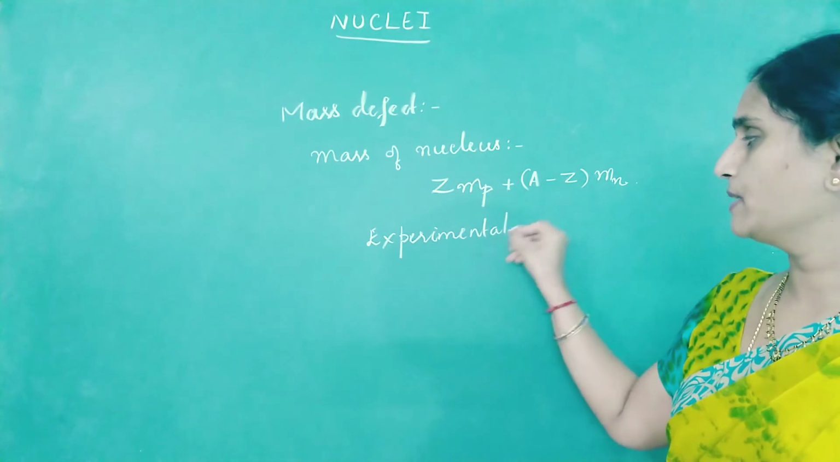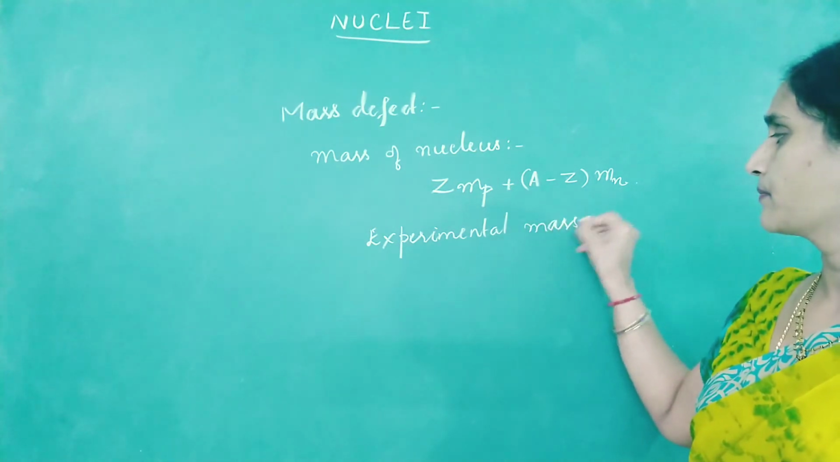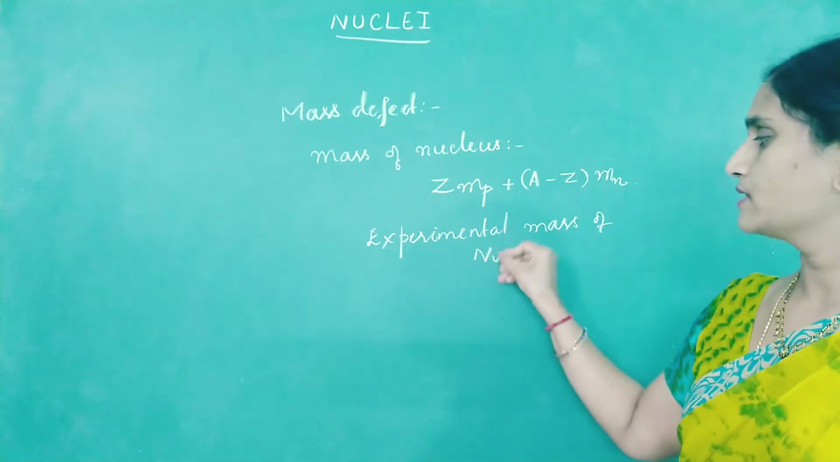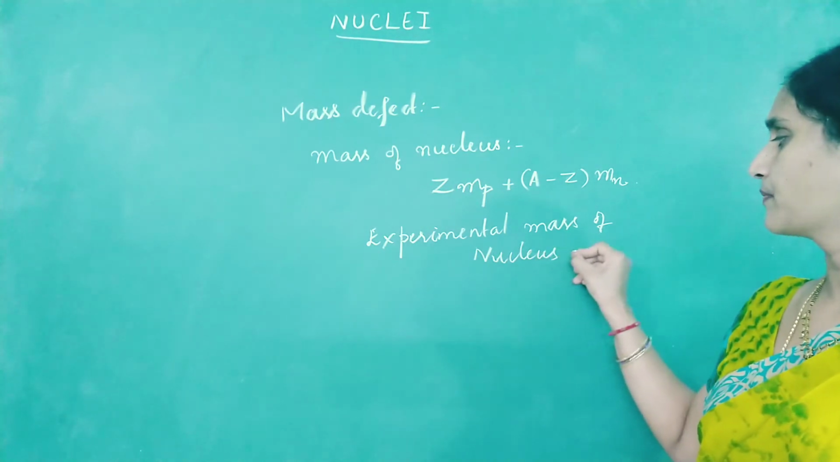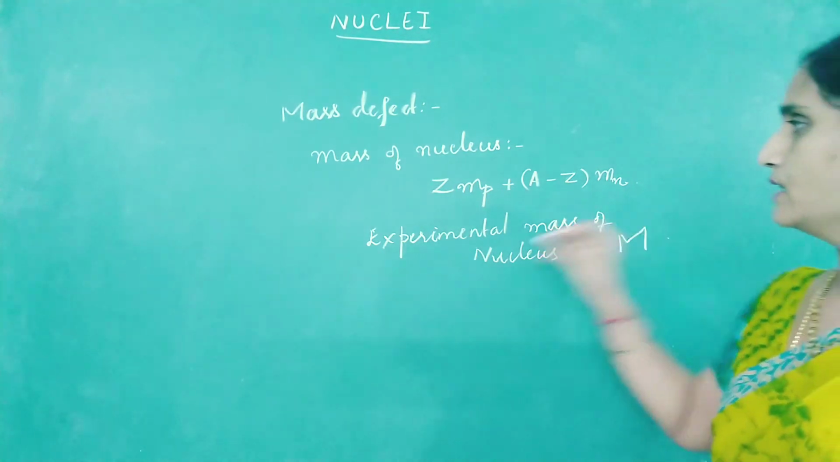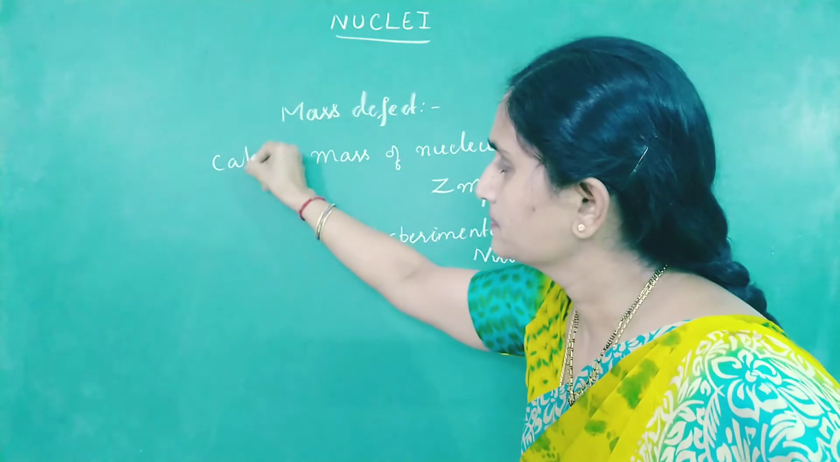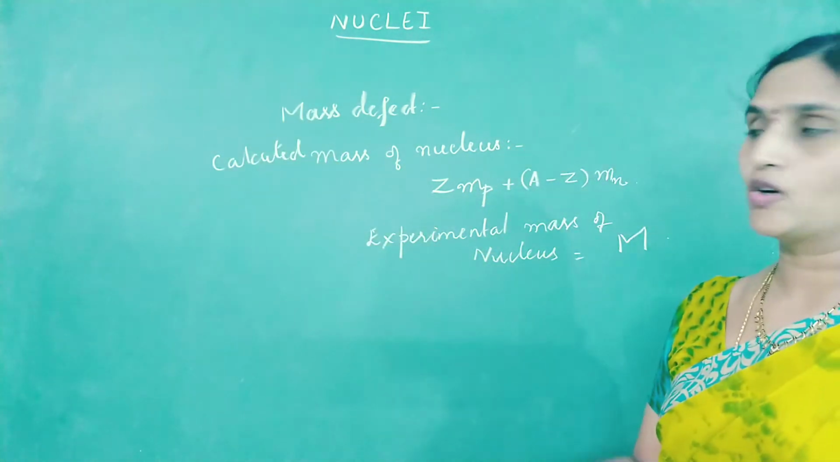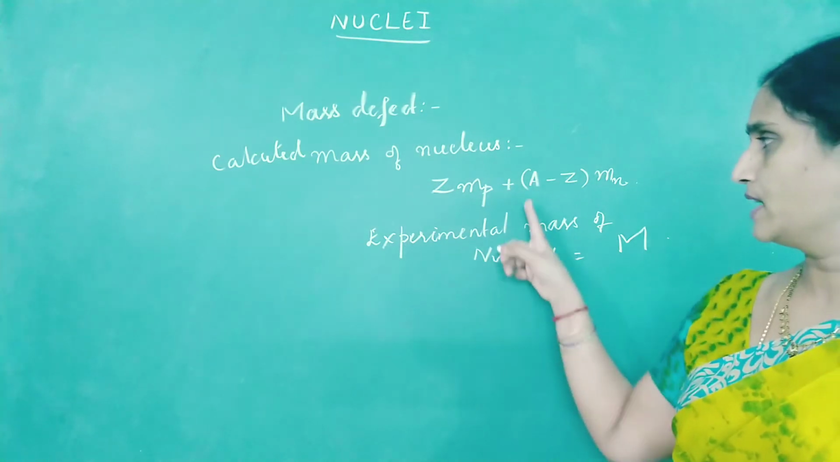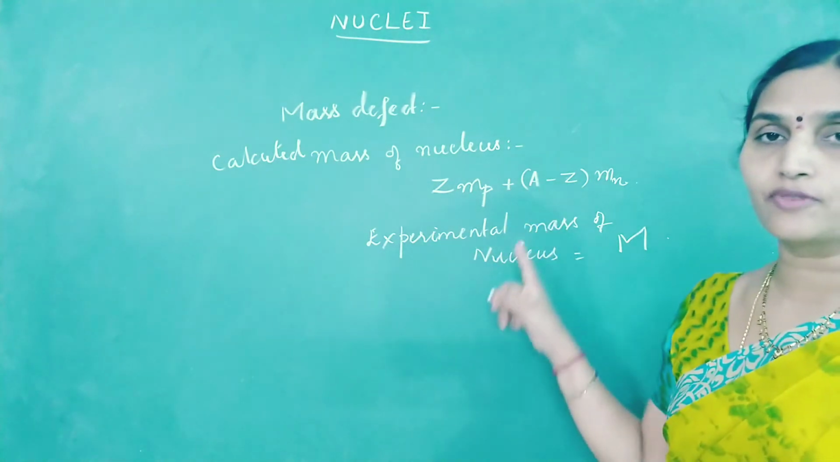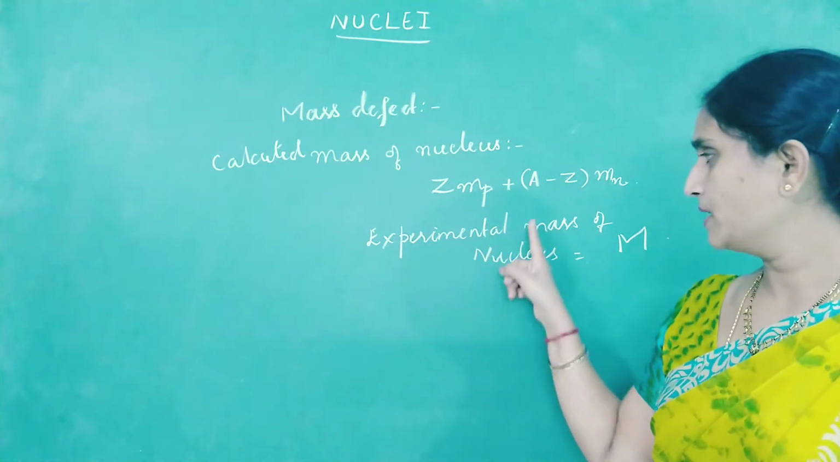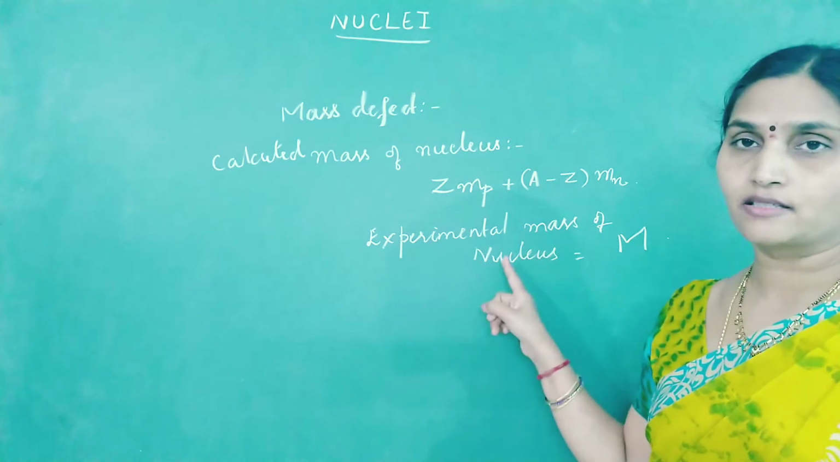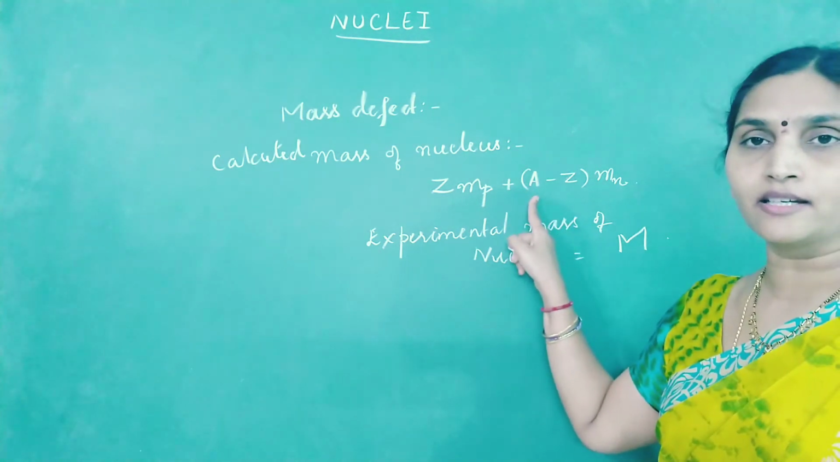let the experimental mass of nucleus be written as capital N, and this is the calculated mass. It was observed that all the time your experimental mass and calculated mass were differing from each other. The experimental mass is always less when compared with the calculated mass.